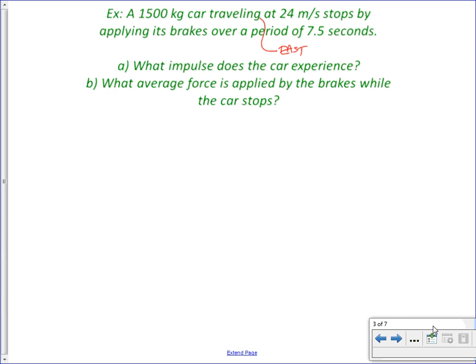Well, if you want, you can start with this whole thing. Those are all ways of expressing or calculating impulse. So what do we know? We know a mass. We know 24 meters per second. And we know it stops, so that means we know a delta V.